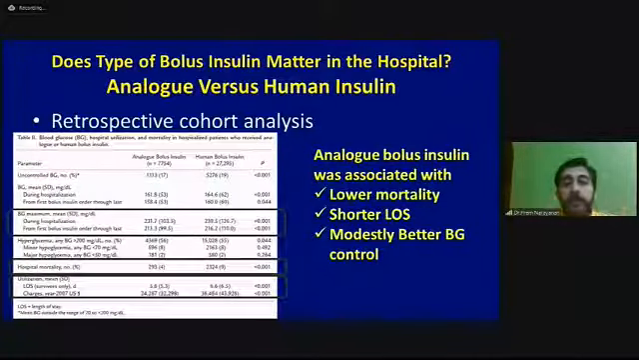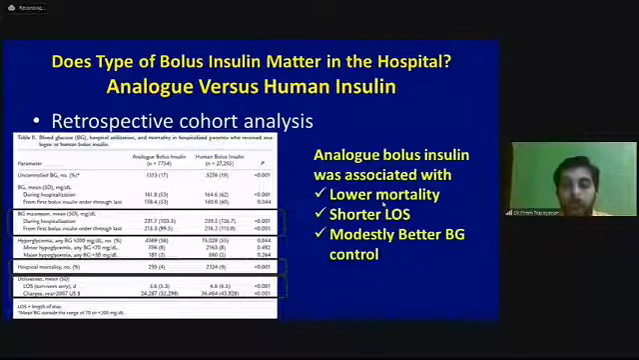So there's the type of bolus insulin in the hospital, analog versus human insulin. As we have seen, there are analog insulin and human insulin. Giving analog rather than human insulin is better. This was one study which looked into the comparison of analog versus human bolus insulin. You can see here analog bolus insulin was associated with a lower mortality because the duration of action is a little bit less compared to the regular insulin, and so that decreases the risk for hypoglycemia also.